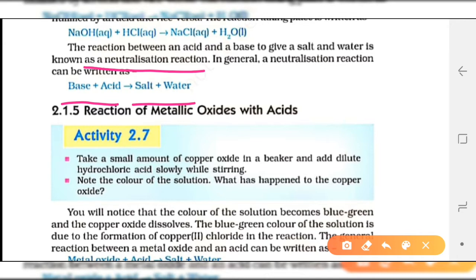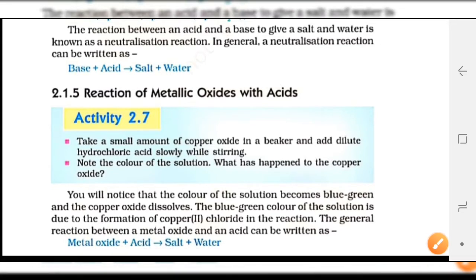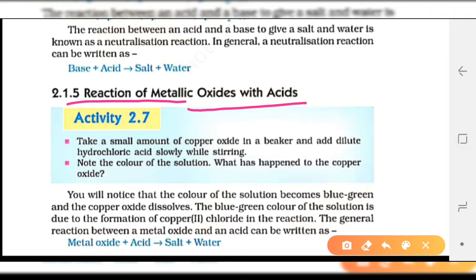The next point is reaction of metallic oxides with acids. Before that you have learned that metals react with acids. This is the chemical property. Now you are going to learn how metal oxides react with acids. Again, here is a small activity.